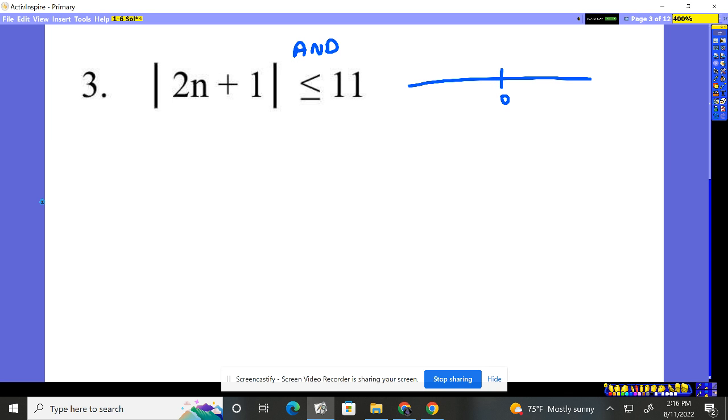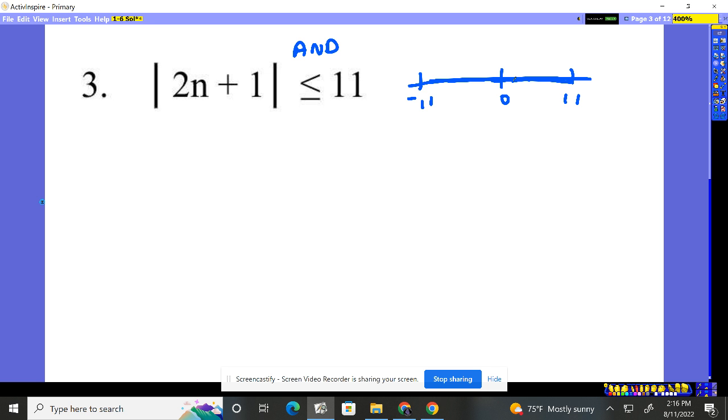So here's 0. Here you'd be 11 feet away. Here you're 11 feet away. We want you less than. We want you inside that area. Okay? Closer to the 0. Not bigger, but closer to the 0.